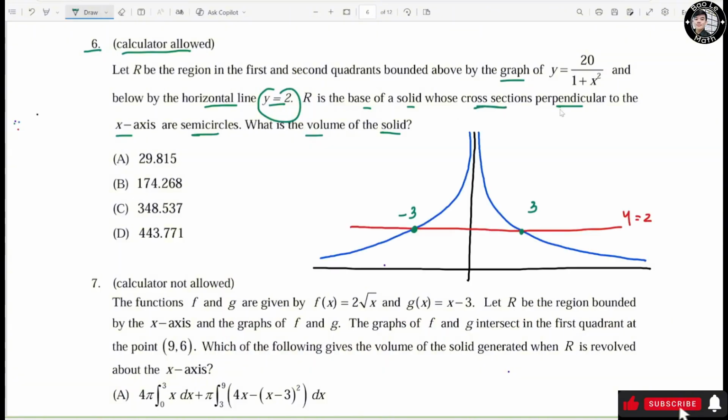Now the cross-section is perpendicular to the x-axis. So the diameter should be the difference between the two graphs right here, right? So we're going to draw the semicircle. It's going to be like that, right?